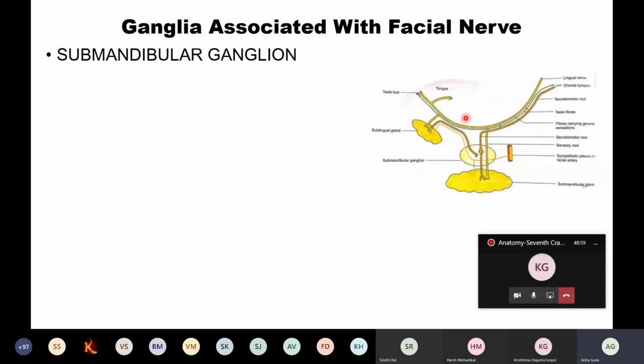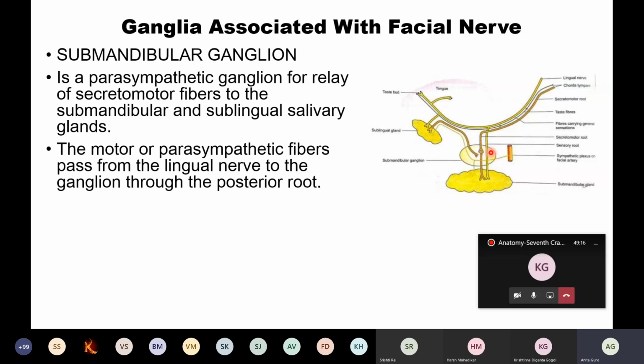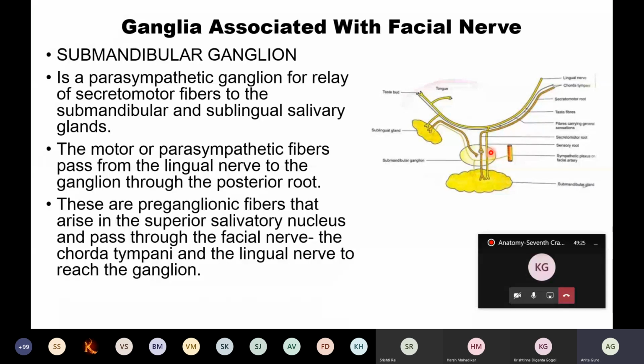The other ganglion which we saw was the submandibular ganglion. How did we relate it? There was a chorda tympani nerve which was coming from here, going through the lingual nerve, and the fibers were relaying in the submandibular ganglion, so that the postganglionic fibers will go to the submandibular and the sublingual salivary gland. So the lingual nerve is the nerve which will be carrying the preganglionic fibers along with the chorda tympani.